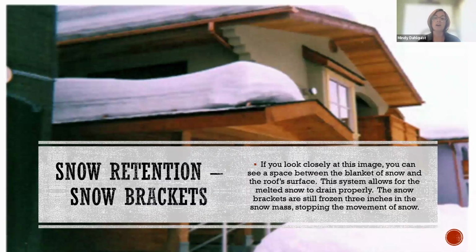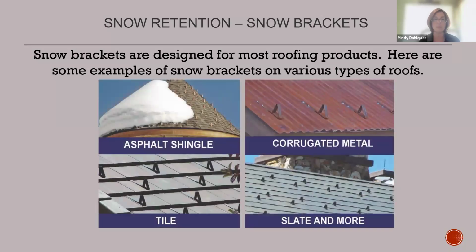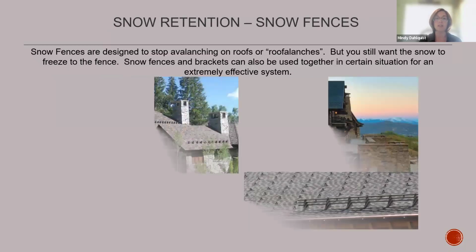They also do allow for a little bit of area between the blanket of snow and the roof surface. That just allows for the melted snow to drain properly while those brackets are still frozen 3 inches into that snow mass. Snow brackets can be designed for most roofing products. These are just some examples of what they can look like.